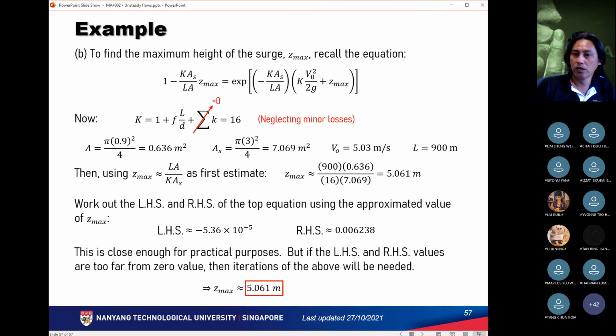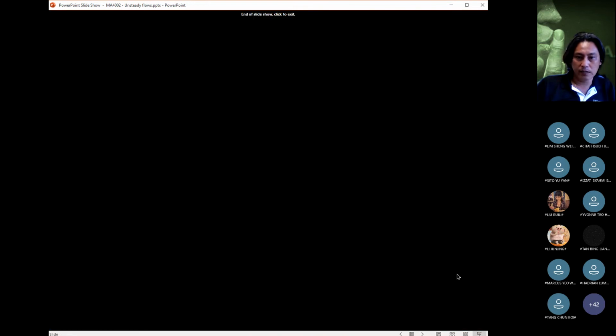So, I think that is the last slide for unsteady flows, and for surge control as well. I think this is good timing because now it's about 11:26. It'll be a good time for us to go for a break, and then we come back again in about 10 to 15 minutes.